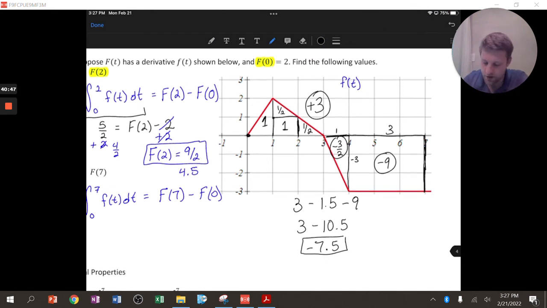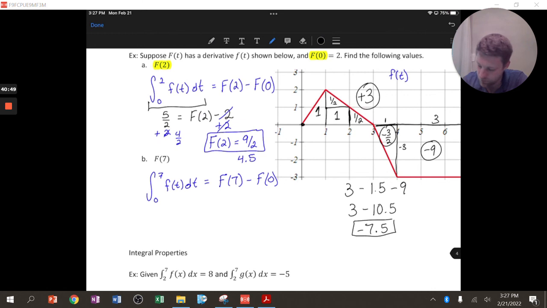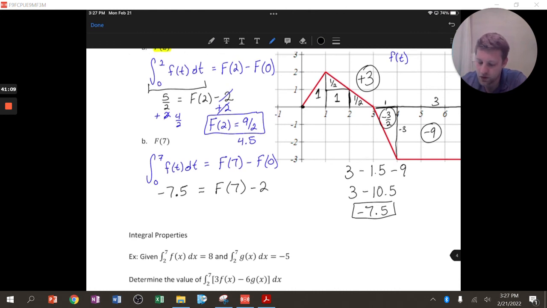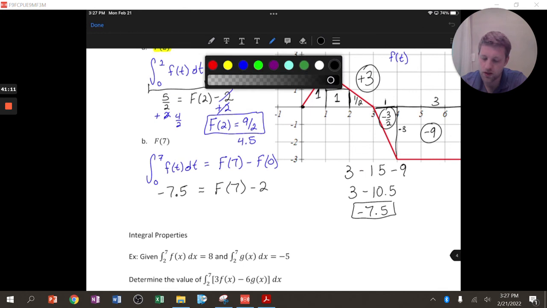So that's the area for that integral itself. So we'll put that in, negative 7.5 units of area. And then we have our capital F of 7 is unknown, and then minus capital F of 0 is the 2. So to find our result here, we'll just add 2 to both sides, and we should have what we need.